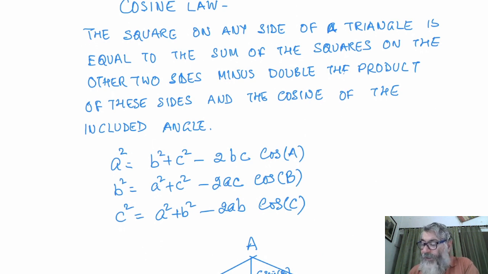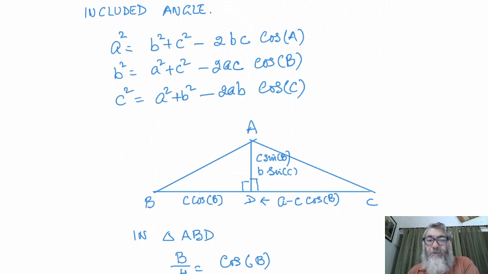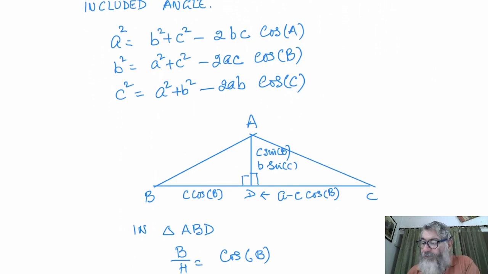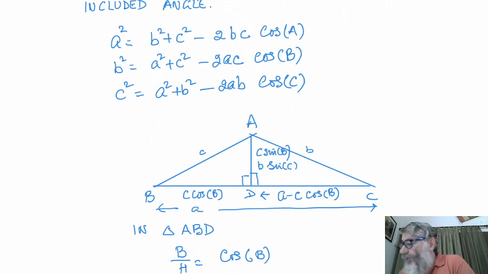Now let's move ahead and find the proof of this. Any triangle ABC is given. AD is perpendicular to side BC. Please understand that AB will be side small c, AC will be small b, and this complete side will be A. Now let us see triangle ABD.